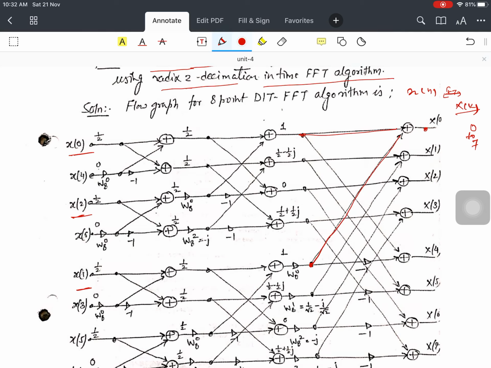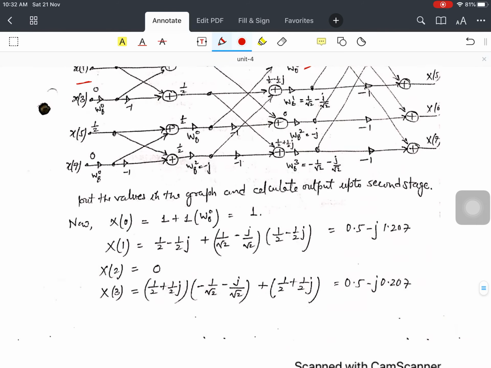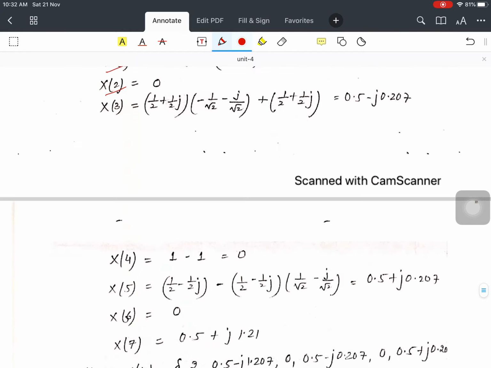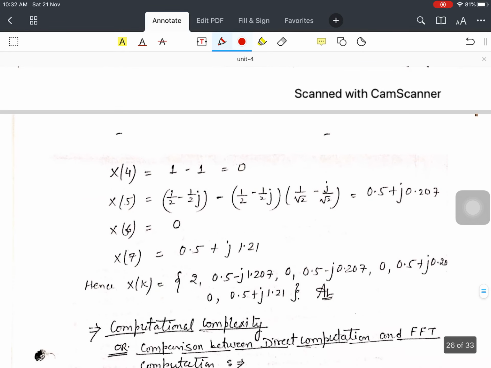Okay, so you can see here the value is coming as 1, and the value coming here is 1. But it is multiplying with W0, so that will be 0. So we will get only 1 over here. Okay. So in this manner we can calculate x0, x1, x2, x3, x4, x5 and x6, x7, and that will be your final answer.